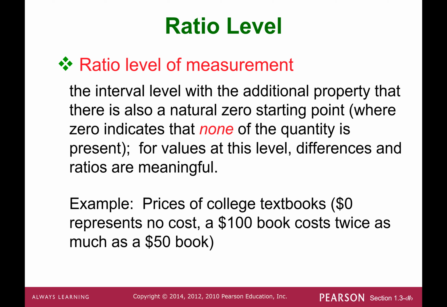And the ratio level of measurement is an interval level with the additional property that it has a starting point. So for the ratio level, 0 indicates none of the quantity is present. For example, the price of a textbook, let's say on those websites, could be $0 with some shipping cost. So $0 represents no cost. And a $100 book costs twice as much as a $50 book, so the ratio is meaningful. It also has a sequential order and a starting point.